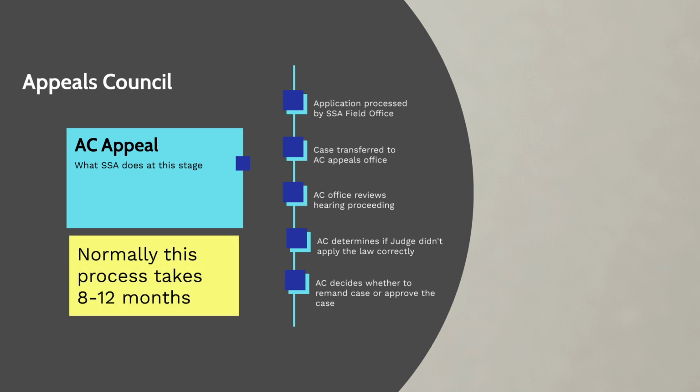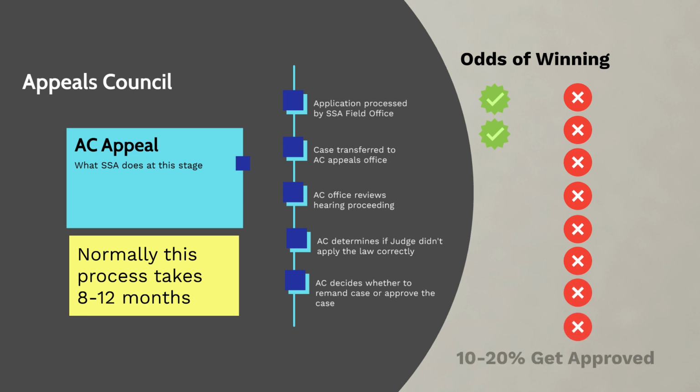Again, typically this process is 8 to 12 months, and the odds of winning are about 10 to 20%. So out of 10 cases, one or two will get approved at this stage. Because it's such a long time frame and the odds are not super high, many people feel more comfortable filing a new claim. We'll explain those options to you, but you can always decide which way you want to go.